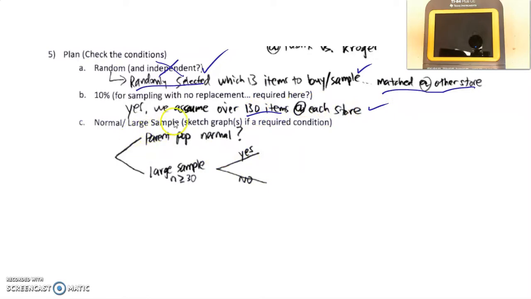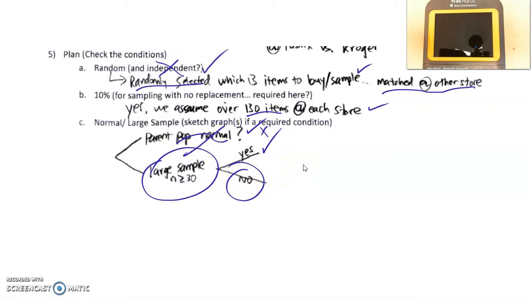This normal and large sample question: is the parent population normal? Well, they never said that. So if they had said that, then we'd be good to go. But they didn't say it, so we have to check this large sample thing. Our samples were not over 30 or equal to 30. If they had been, then we'd be good to go on this. Then the sampling distribution is expected to be normally distributed. But in this case, it was less than 30.